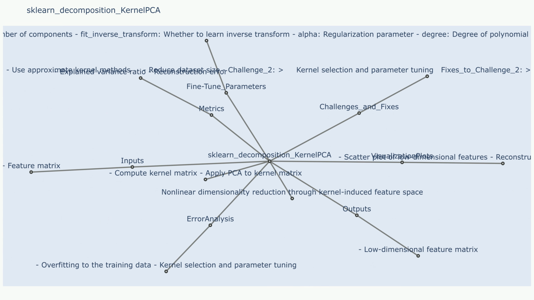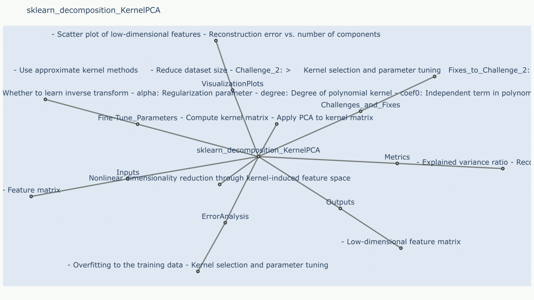Overfitting: choosing an overly complex kernel can lead to overfitting, where the model performs well on the training data but poorly on unseen data. Sample use case that resulted in challenge 2: using a high-degree polynomial kernel with a large dataset might lead to overfitting, as the model becomes too sensitive to the training data.